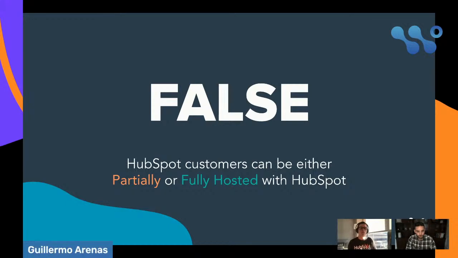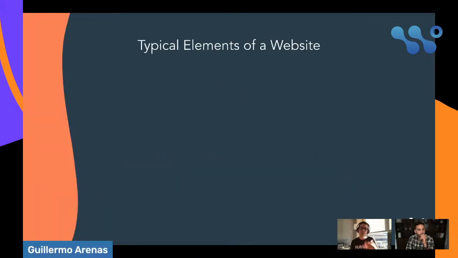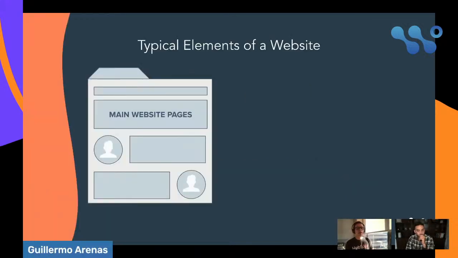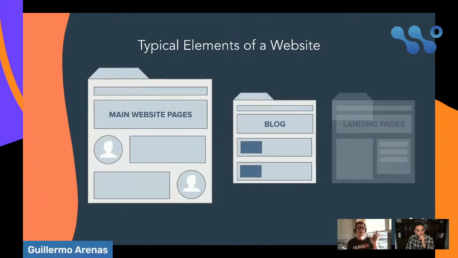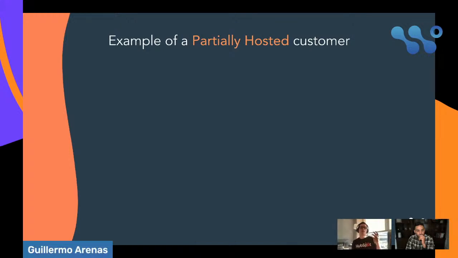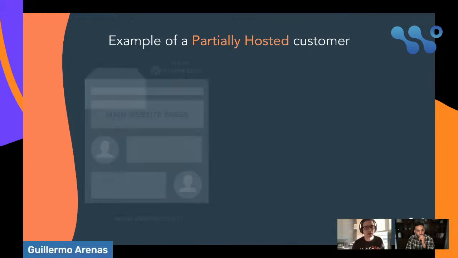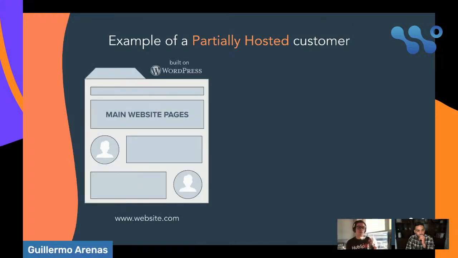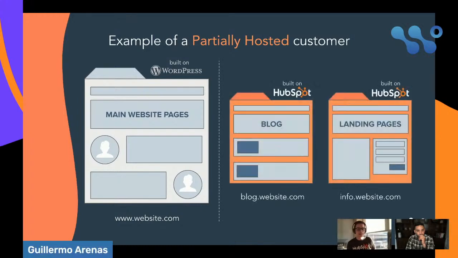You can have your full website, and we're going to see some examples. So the typical elements of a website are main website pages, blog, and landing pages. An example of a partially hosted customer in HubSpot is they might build their main website pages on WordPress and connect the blog and the landing pages through subdomains.